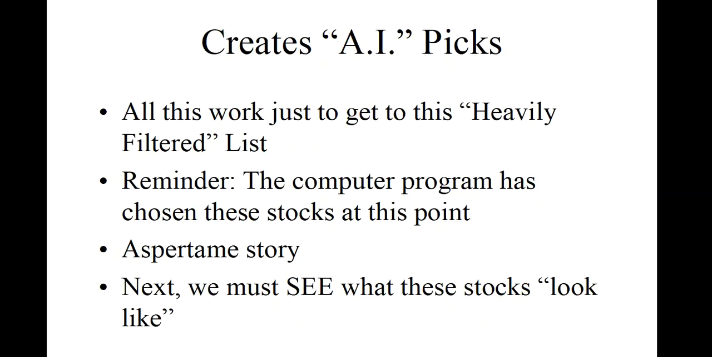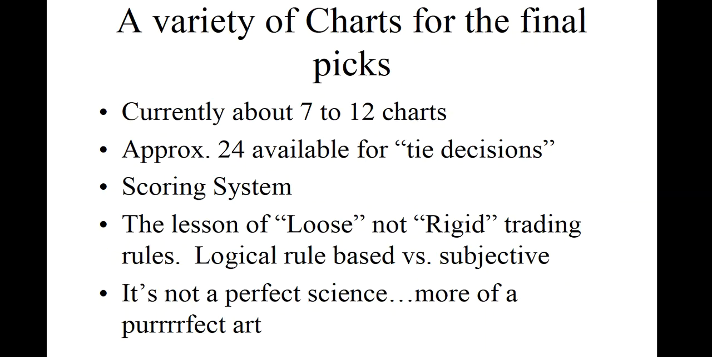Next, we got to see what the stocks look like. We got to look at the graph. So I use a variety of charts for the final picks. Once my computer program, Noplex, filters these stocks, then I will use about 7 to 12 recent charts, and those will change over the years. And I have about 24 available for tie decisions, and I use a scoring system.